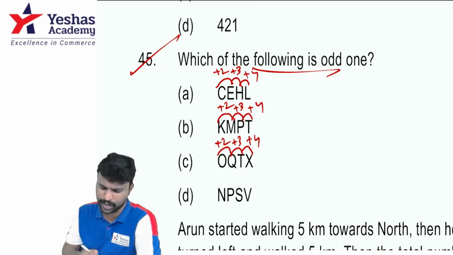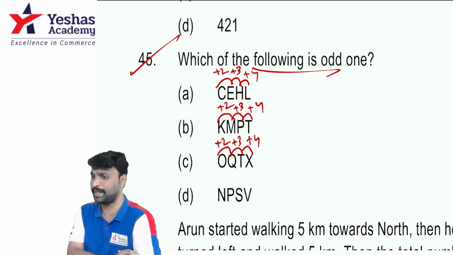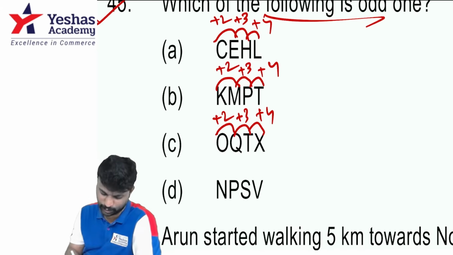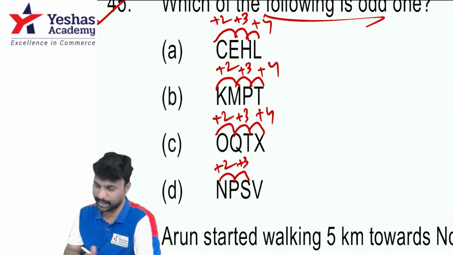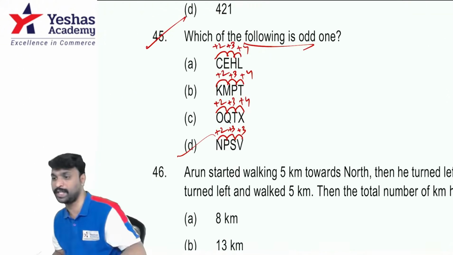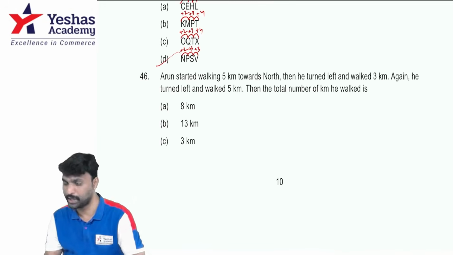So if you see option A, option B, option C, follow plus 2, plus 3, plus 4, definitely it should be option D only. N to P, N is 14th letter, P is 16th letter, plus 2. P to S, 16 to 19, it's plus 3, but V is 22nd letter. 19 to 22nd means plus 3. So odd man out is option D. Guys, moving on to the next question, that is 46.